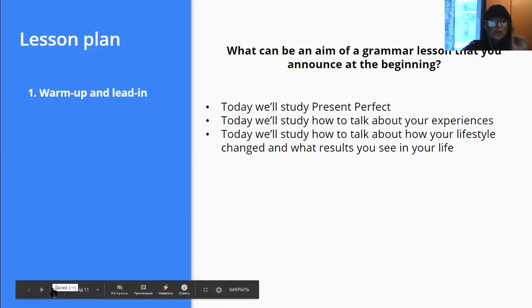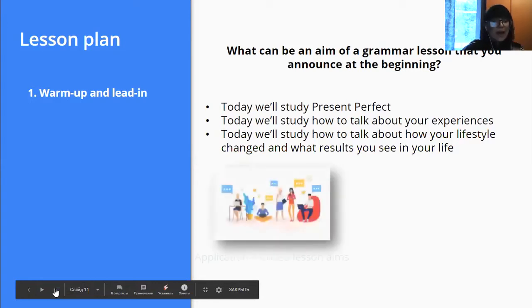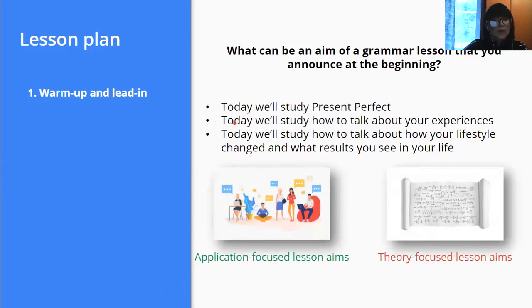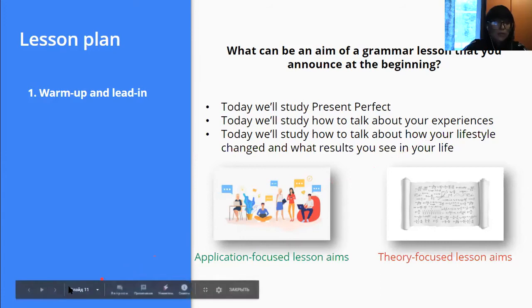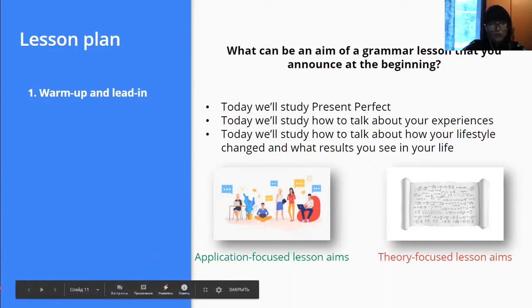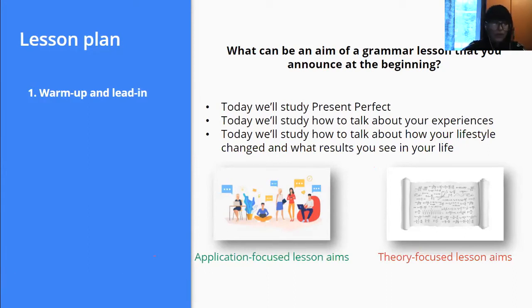So the main focus should be on the use. So your aims should be quite practical. We're talking about application-focused lesson aims instead of theory-focused lesson aims. So you might present the aims of the lesson in the following way. For instance, today we'll study how to talk about your experience by means of present perfect. So we try to combine two things simultaneously. And of course, here you don't have to pay a lot of attention to the name of this tense, right? But you would have to pay attention to the meaning of this tense. I would say it's definitely going to be much more useful if we focus on the function in any form.